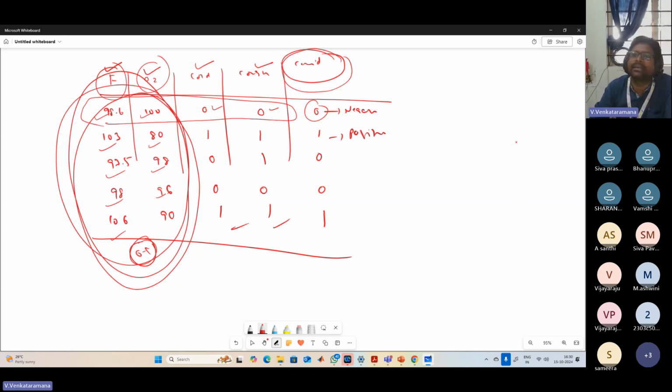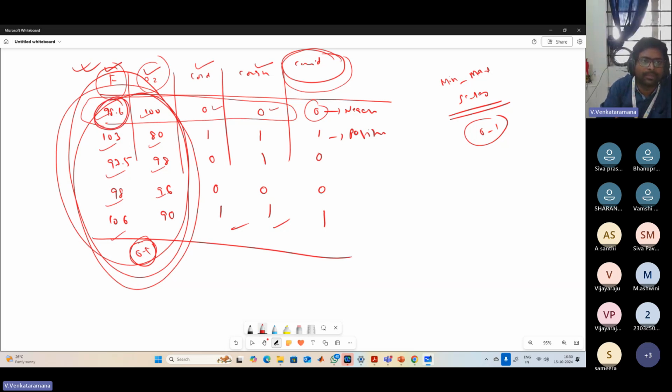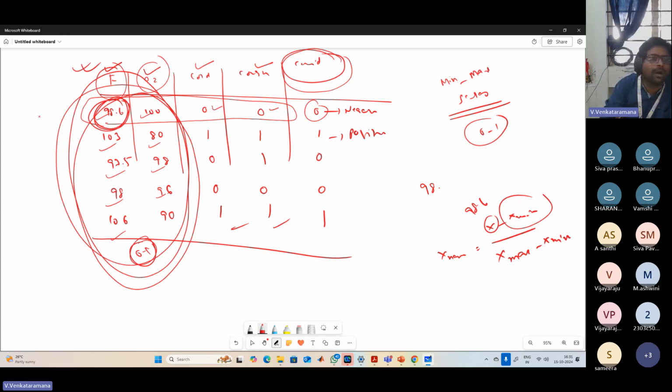How do we do the normalization? We use the min max scaler method. The min max scaler method normalizes the data between 0 and 1. Suppose you want to normalize this value, 98.6. I will write the formula: x norm equals x minus x minimum, divided by x maximum minus x minimum. Here x value means 98.6, so you keep 98.6 here. And x minimum means, out of all the samples, what is the minimum value you have to keep here?